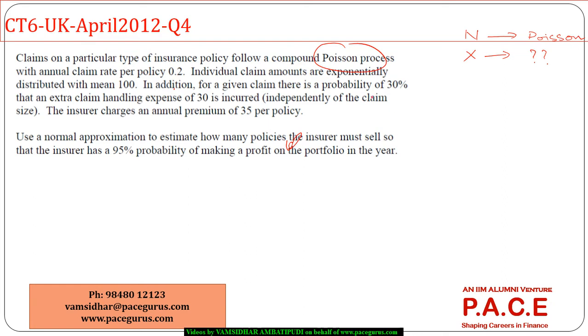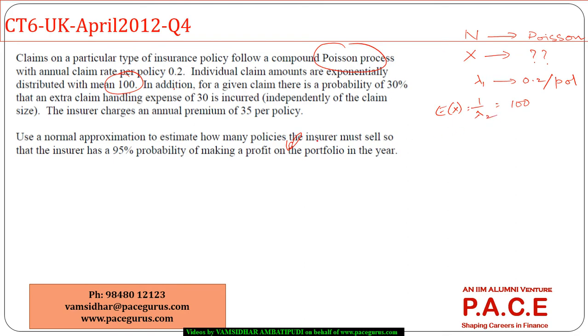Annual claim rate of 0.2 per policy. So the lambda value is 0.2 per policy. Individual claim amounts are exponentially distributed with mean 100. So 1 by lambda, which is the mean, is 100. So the expected value of the claims is 1 by lambda, which is equal to 100. Let's differentiate these two lambdas.